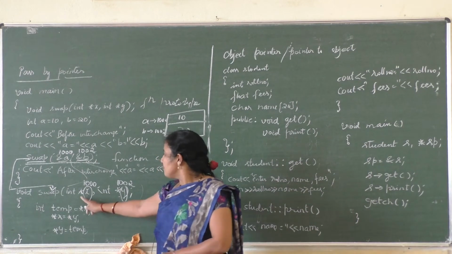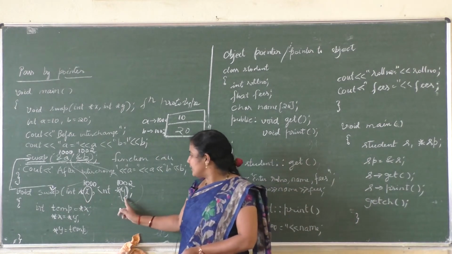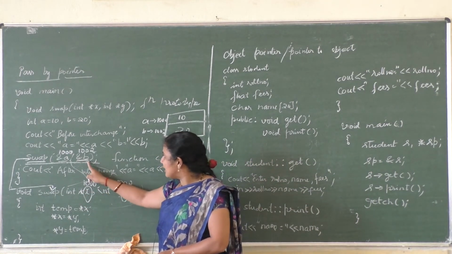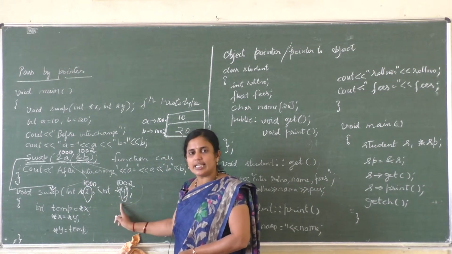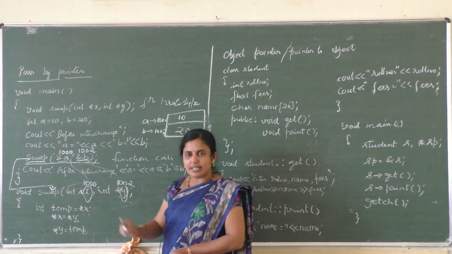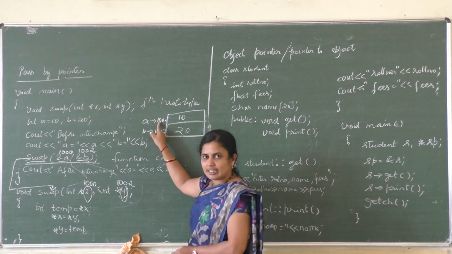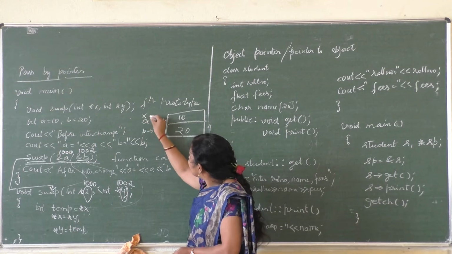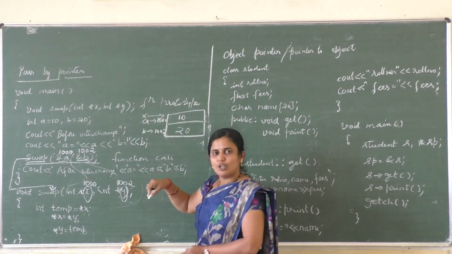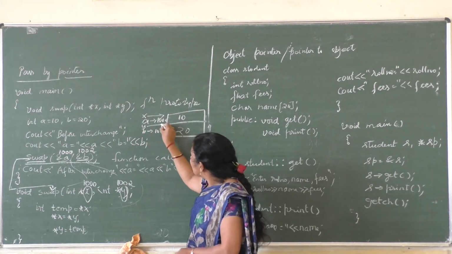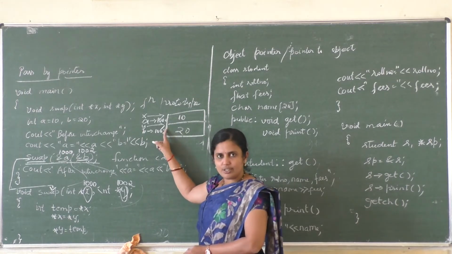Okay, here &a and &b are copied to x and y. So x will be equal to 1000, y will be equal to 1002. So you can say here 1000 is there, right? So x is one more name given to this particular memory location. Y is one more name given to this particular memory location.